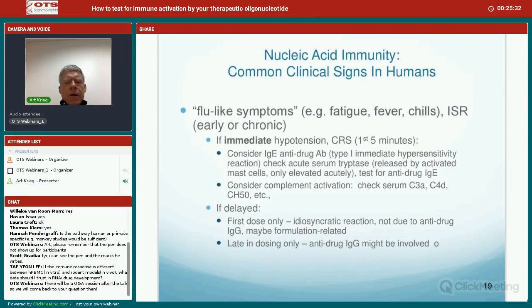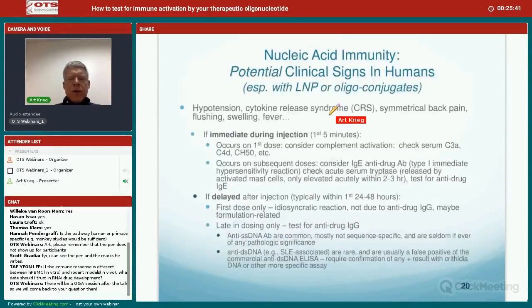Actually, this slide, I'm going to just make that point with them, but the next slide is the one I want to talk about next with more serious signs, the flu-like symptoms being relatively minor. Now, you hope that you're not going to see these. They're especially common with lipid nanoparticles or oligonucleotide conjugates.